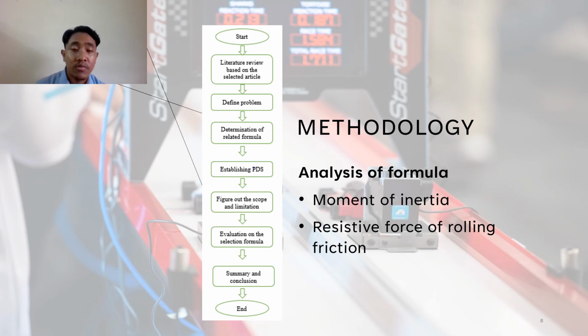The methodology for the analysis purposes is by using a formula and relating the formula with the calculation. By using the formula, the wheel size and dimension can be determined for analysis. The formula and analysis for this project are moment of inertia and resistive force of rolling friction.